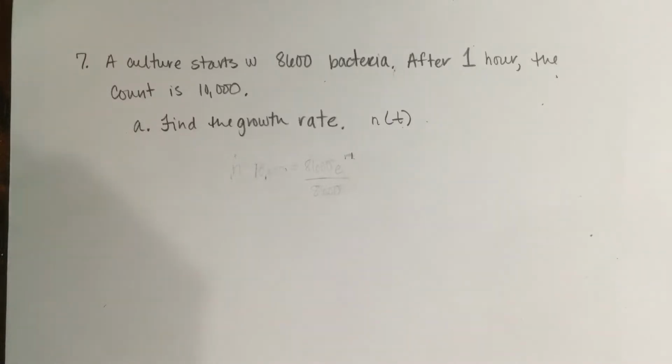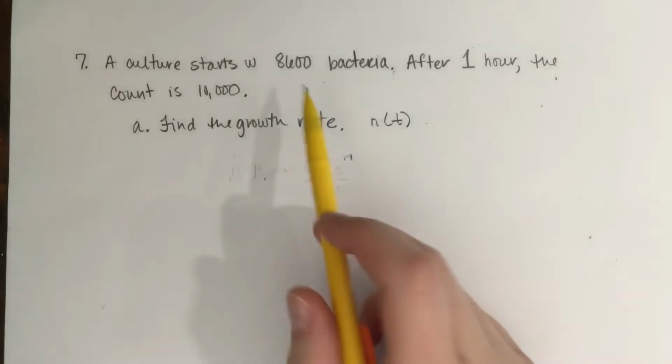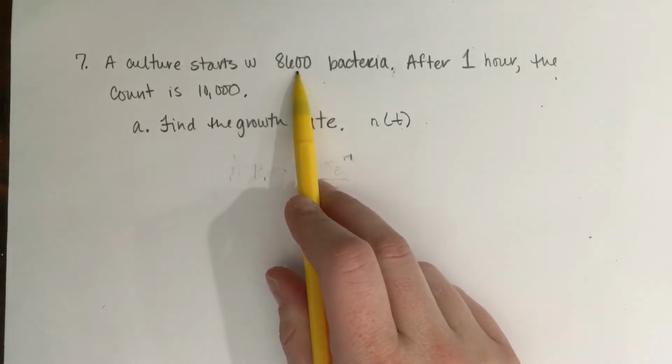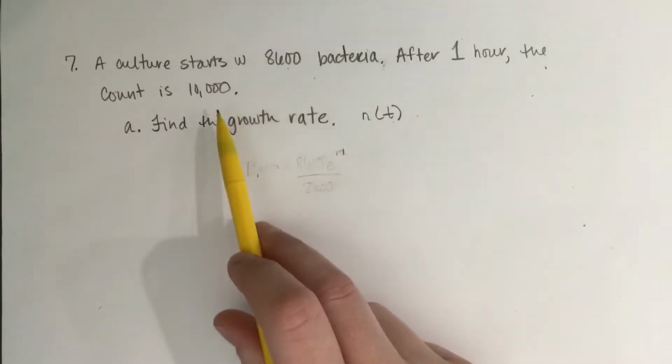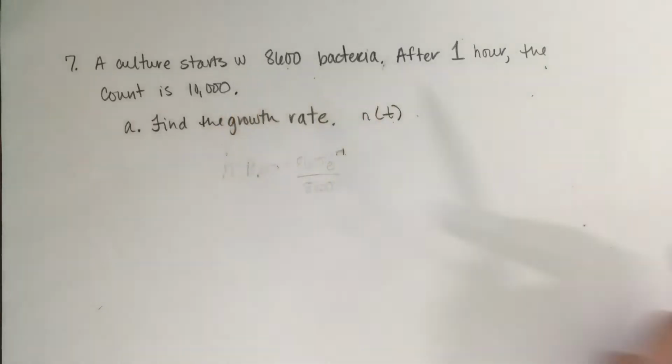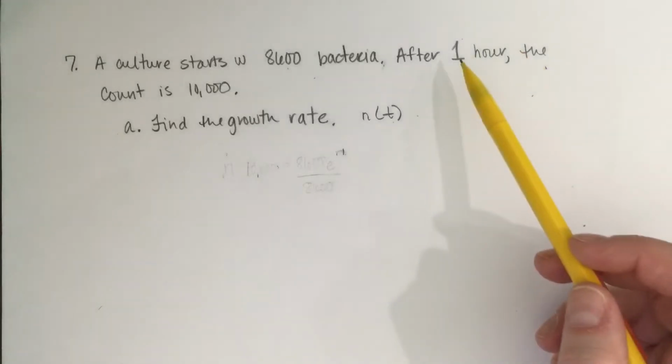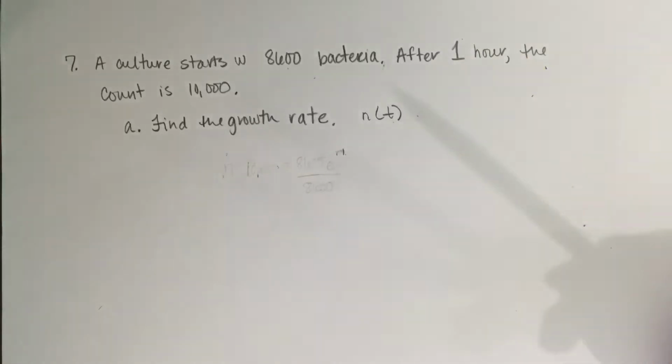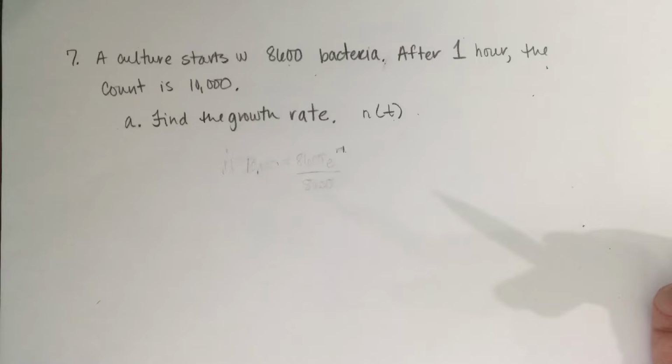Now, when you guys are taking a look at question number 7, it gives you that there's 8,600 bacteria to start with, and after 1 hour, the count is 10,000. This question is asking us to write a function that represents the growth of this bacteria after t hours. In order for us to do that, we always need to know what our rate is. So we're going to end up having to find that growth rate.